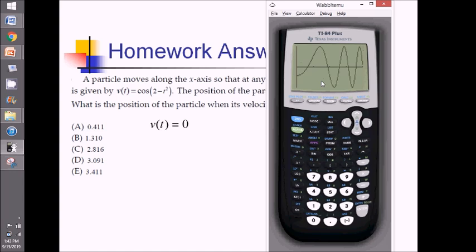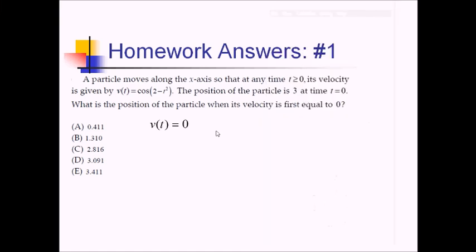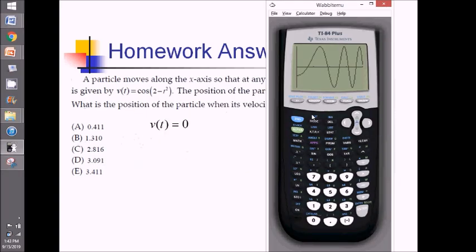All right, and we want to figure out, again, the time when the velocity is first equal to 0. At least that's the first part of this problem. So although we cross a whole bunch of times, I don't really care about all those extra times. Just this first time velocity equals 0. So let me do second trace and calculate the zero off of that.